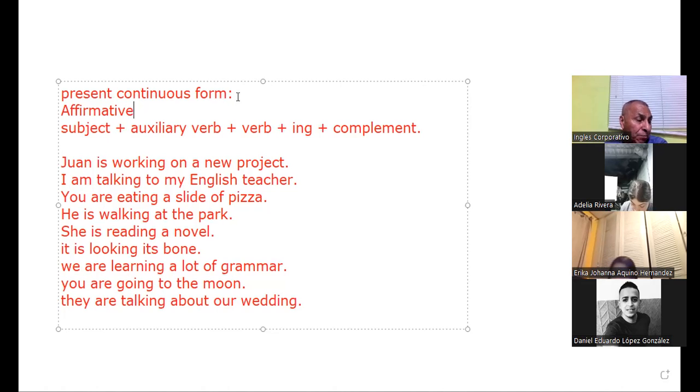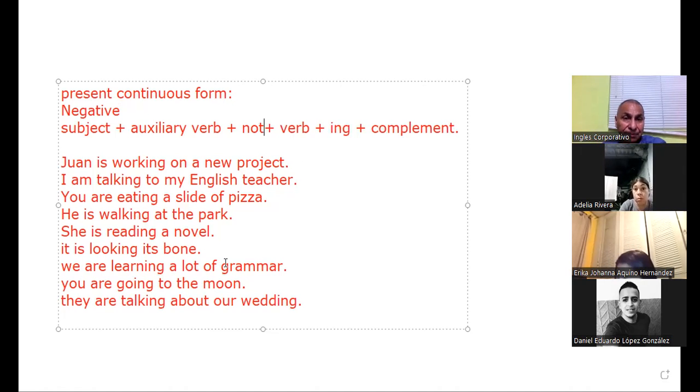Okay. And then we have the negative form. The negative form is almost the same, but we place the word not after the auxiliary verb. So it's going to be over here, the word not.